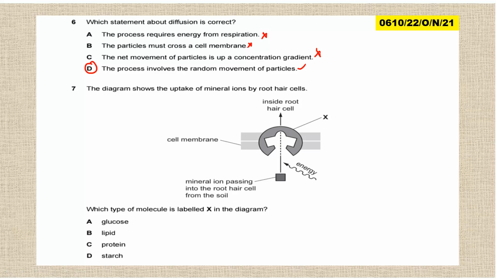Question 7. What type of molecule is labeled X in the diagram? So the whole B setup, with cell membrane and energy, just know that that is active transport. So it has to cross there. We have the cell membrane, then mineral ions passing into the root hair cell. What type of molecule is labeled X? The one labeled X is the protein, the carrier protein. So it's C.